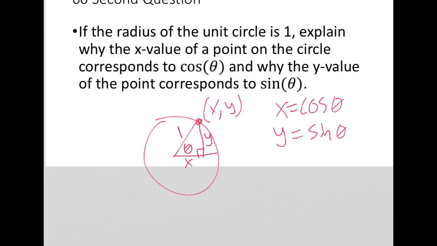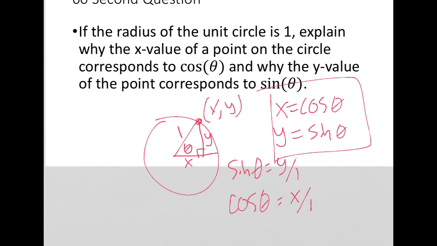So we'll think about what is sine of theta. Sine of theta is opposite over our hypotenuse. Opposite is y, hypotenuse is 1. Cosine of theta is adjacent over hypotenuse. Adjacent is x, hypotenuse is 1. The 1's don't do anything, so we get those lovely values right there. So cosine corresponds to x, and y corresponds to sine.